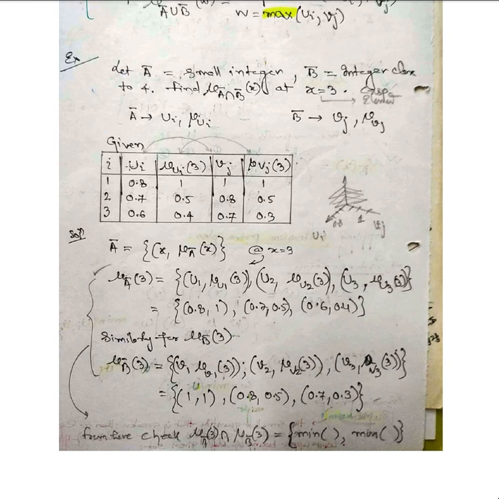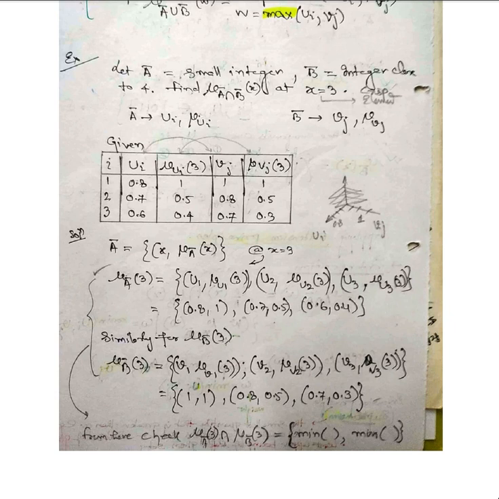I is equal to 1, 2, 3. Uj is given and Vj is given for two different sets. Its membership function is given, and its membership function is given at, say, x is equal to 3. To solve this one, first of all, let us rewrite this in terms of A bar. A fuzzy set A bar is equal to x comma mu A of x. That means this value and this value. So if you try to see this, it is 0.8 comma 1, 0.7 comma 5, 0.6 comma 4. That is what has been written.